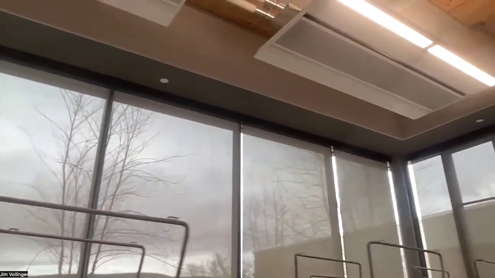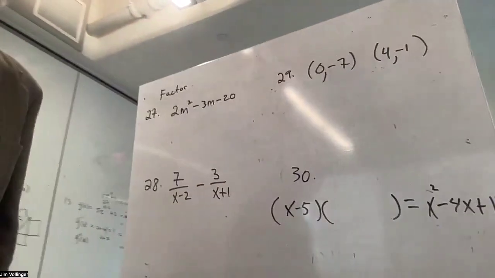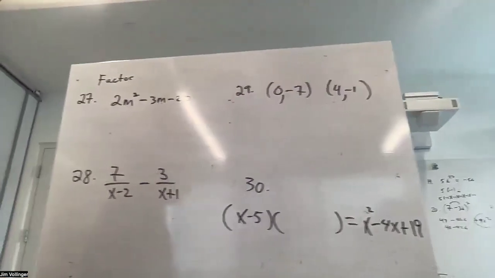Then I just got to do numbers 31 through 57, and then another video on solving equations because it's midterm, and we should be able to see some patterns.